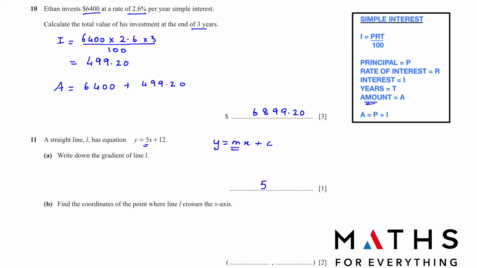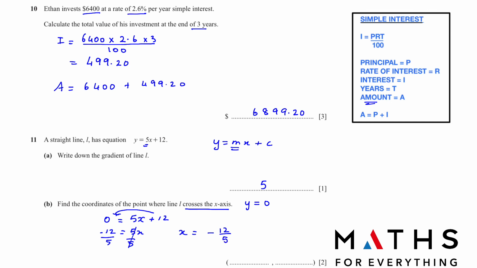In part B, we have: find the coordinates of the point where the line crosses the x-axis. When it crosses the x-axis, your y is 0. So in place of y, substitute 0 in your main equation, and you have to make x your subject. Shift the 12 to the other side, and when you do that, the sign will become negative. And then divide by 5 both sides. So what is the value of x? It is negative 12 over 5.